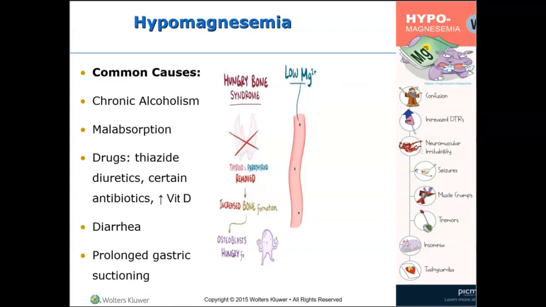It could be because they're on a thiazide diuretic and there's too much wasting of the magnesium, right? Certain antibiotics also cause, excuse me, low mag levels, and it could be an increase in vitamin D. Diarrhea is also a cause, or prolonged gastric suctioning. So we talked about it again when somebody is on GI suctioning, intermittent, or we could be too aggressive with that, right?